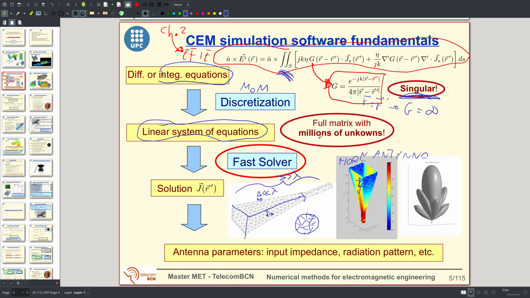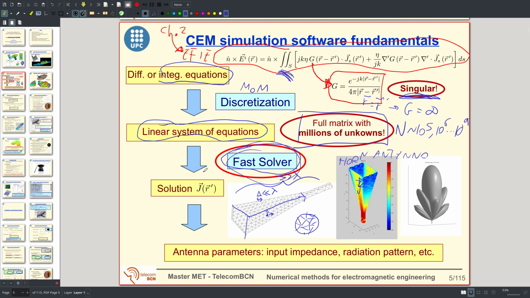And the linear system has many unknowns. The order of the linear system very often is 10 to 5, 10 to 6, up to 10 to 9 in the largest cases that have been solved with integral equations. So in order to solve such a large linear system, we need a fast solver, and this will allow us to solve this. I will say more about this later, but it is possible.